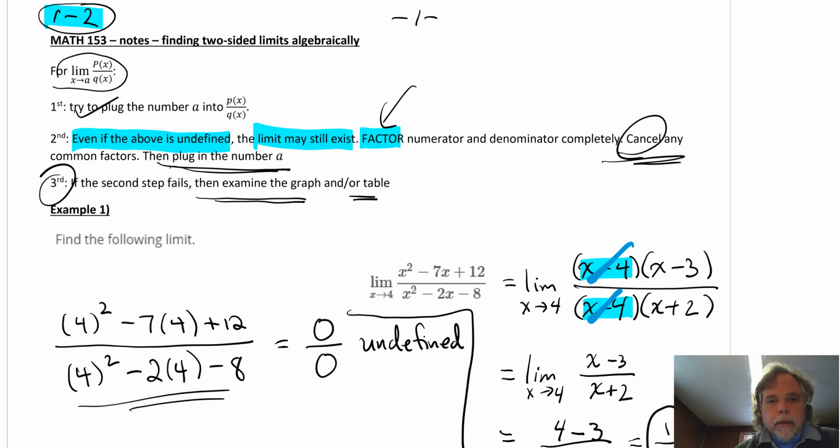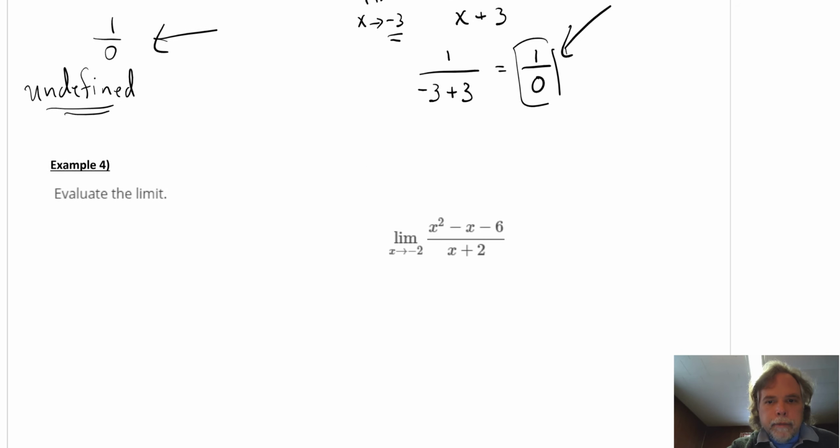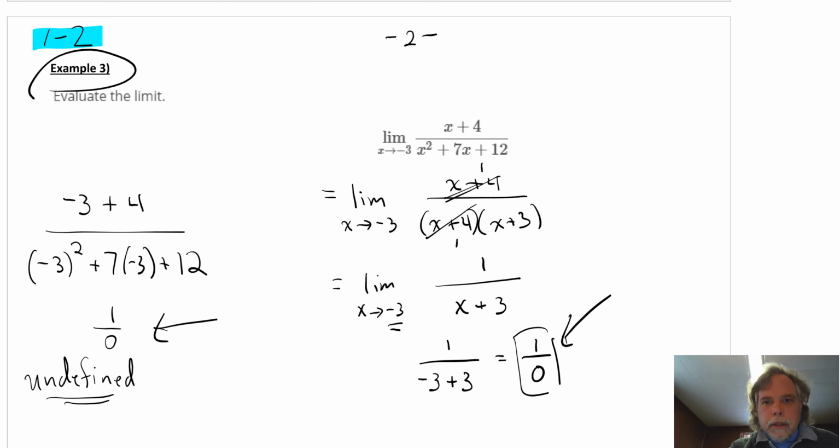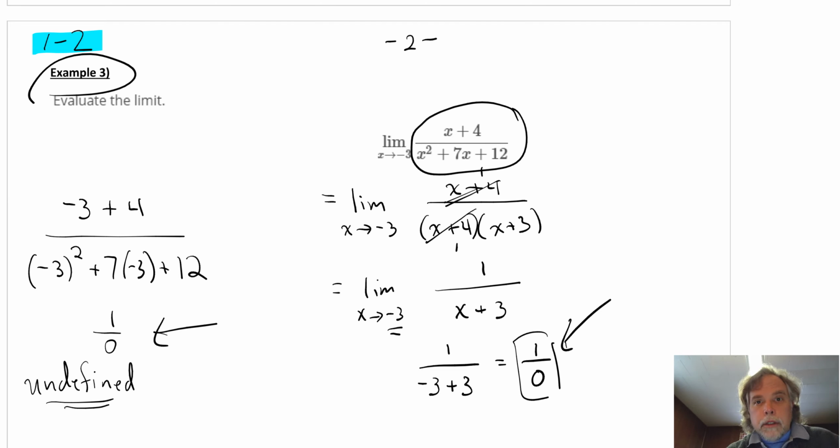We should examine generally the graph or possibly the table, but I think the graph is a little easier to interpret. So what you want to do is enter into a graphing calculator this expression and look at the graph and see what we can discern about the limit.